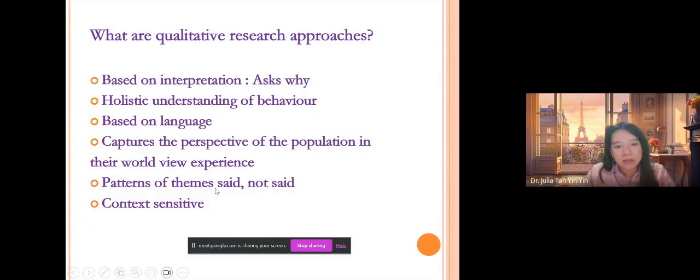We can create the themes out from what they said. Different themes, so we have more topics. When we analyze the themes, besides what they said, we can also analyze what they didn't say. Sometimes they say something, then they don't finish it, don't complete it. So why don't they complete the sentence? Maybe that's a reason. And the context is sensitive here.